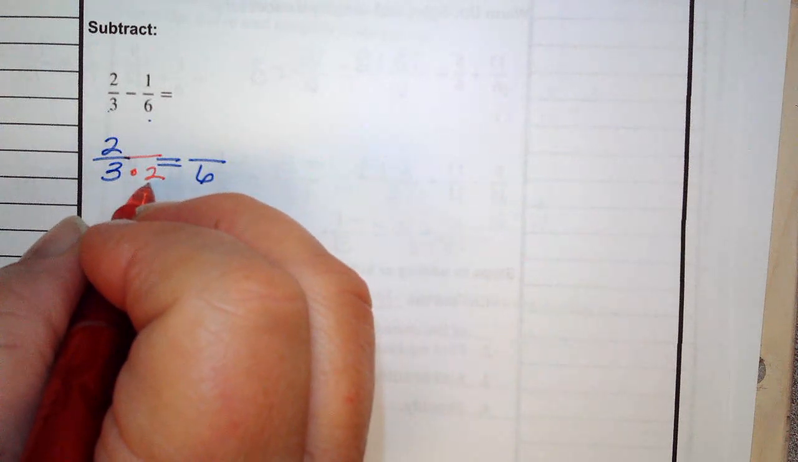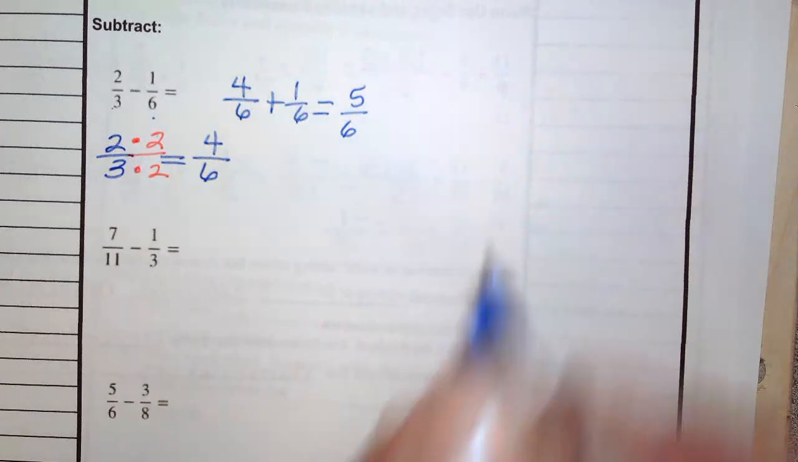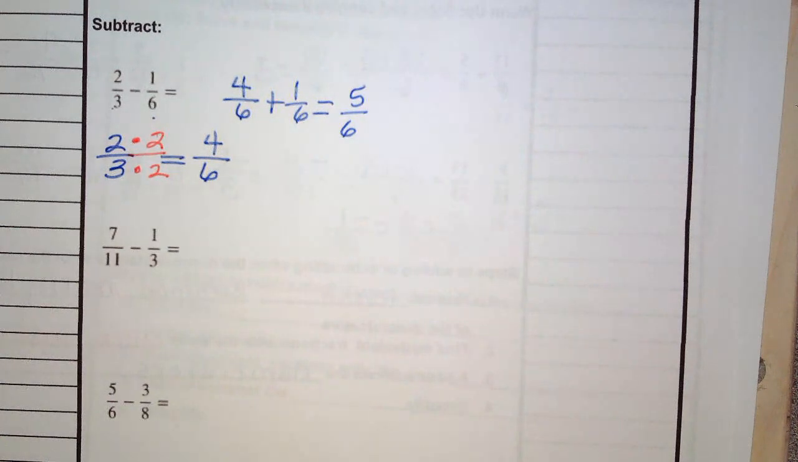I've multiplied by 2 in my denominator. The same thing has to happen with my numerator. 2 times 2 is 4. 4 over 6 plus 1 over 6 is 5 over 6. Can I simplify? No. So I'm done.